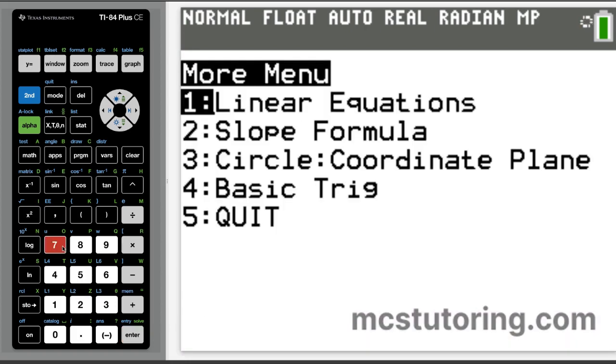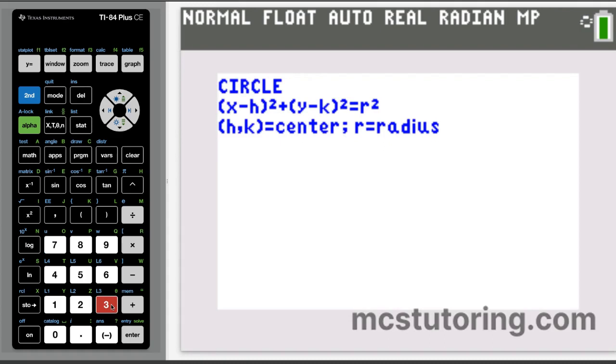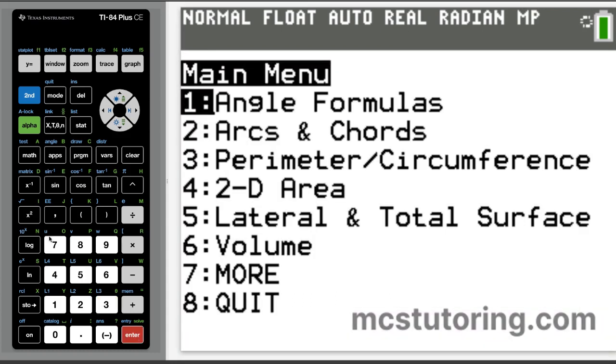And then we go to the more menu again, and then we have circle and coordinate plane, because every now and then they do ask this in a geometry class. Not everyone, so this may be superfluous to your needs. Or extraneous, I don't know, probably superfluous would be a better word. But we have x minus h quantity squared plus y minus k quantity squared equals r squared, where h and k is your center and r is your radius. And then we go on to the more menu.